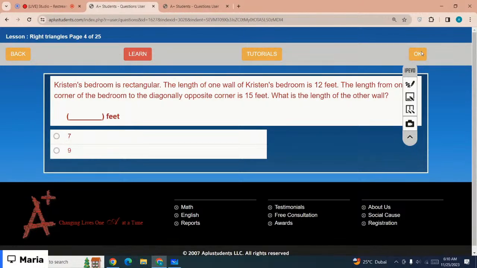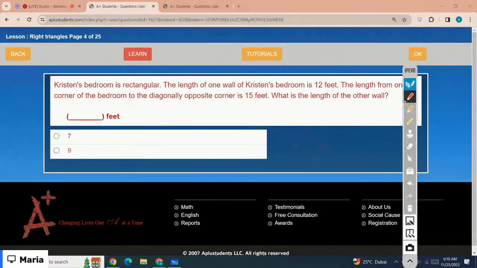Okay, so the length of one wall of the bedroom, this is the length of one wall, 12 feet. The length from one corner of the bedroom to the diagonally opposite corner is 15 feet. Find the length of the other wall. You have to calculate the length of this wall, right?